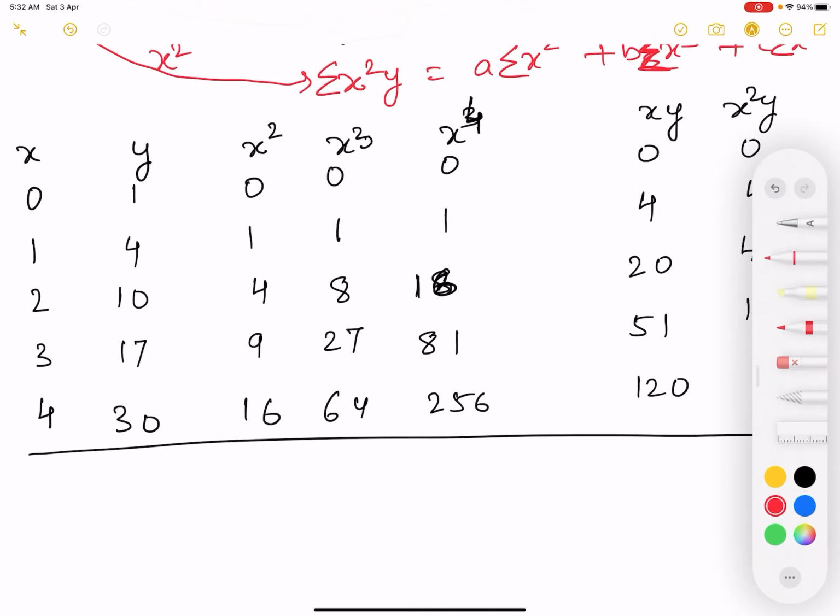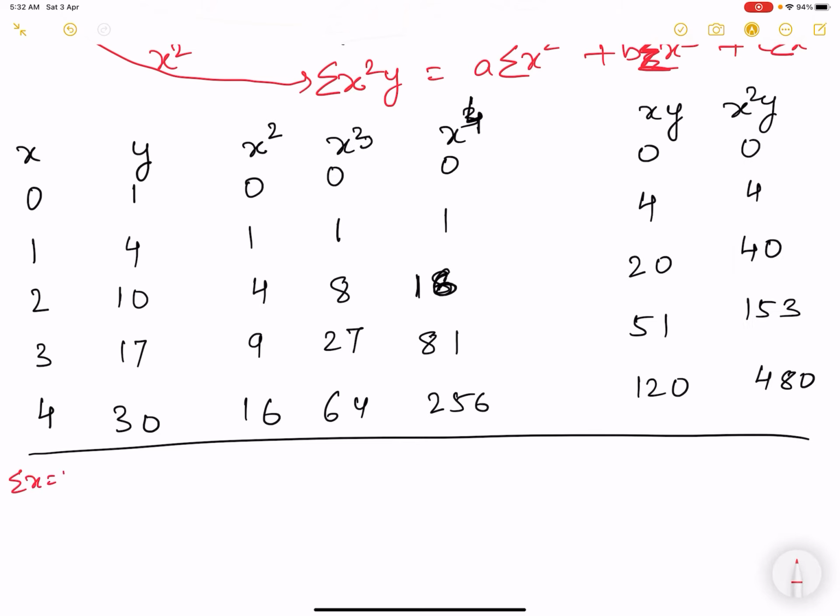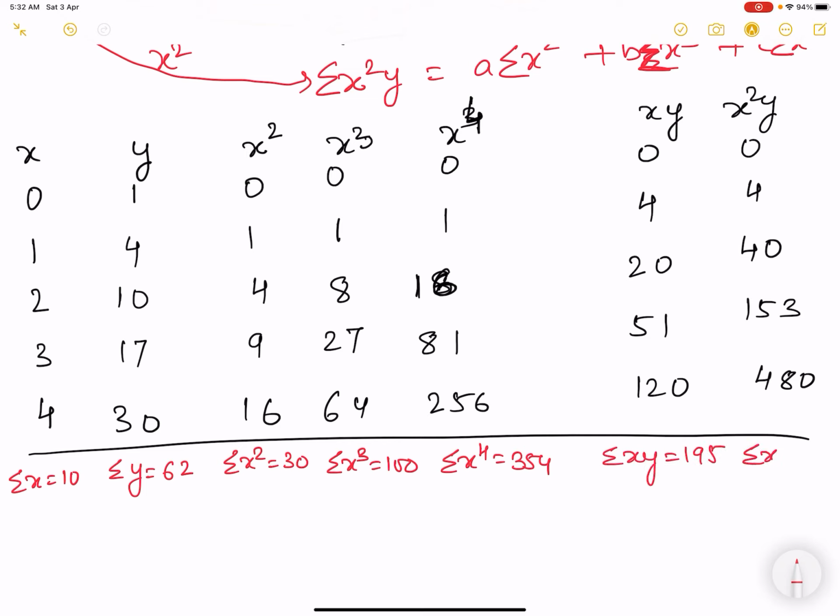Now we need to find the sigma value of x, which is again coming out to be 10. Sigma y is coming out to be 60. Sigma x square is 30. X cube is coming out to be 100. X4 is coming out to be 354. Xy is coming out to be 195, and x square y is coming out to be 677.